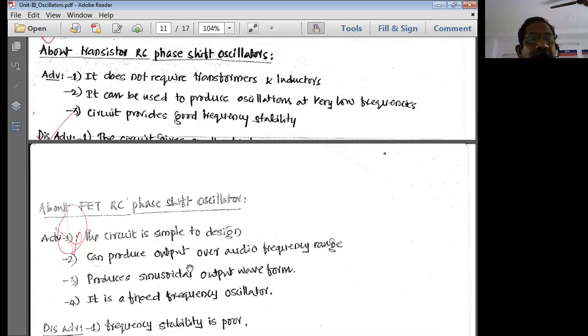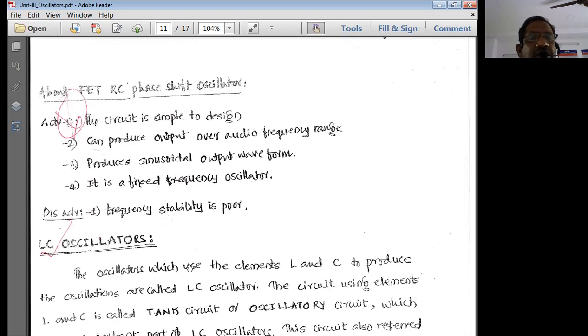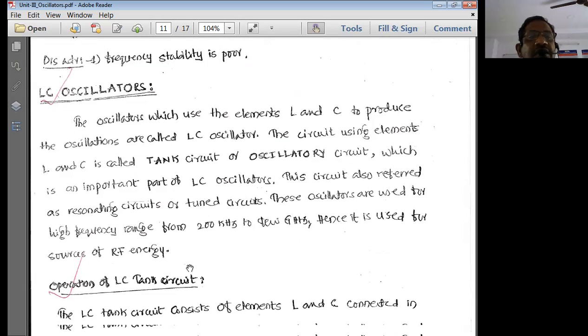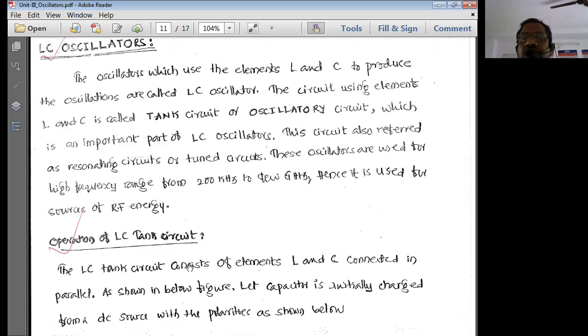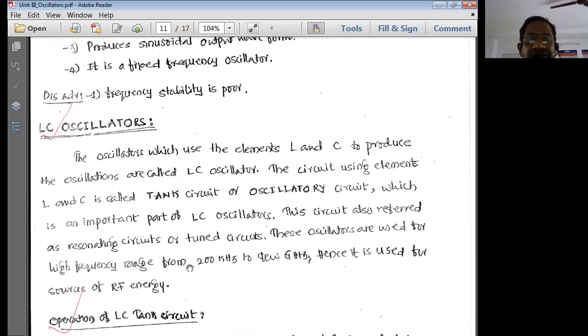Let us discuss advantages and disadvantages later on, after we discuss the LC oscillators. So first of all, we try to cope with LC oscillators. Why? Because once you know how to derive the frequency of oscillations and the gain expression, we can derive similar expressions for all other types of LC oscillators, known as Hartley oscillators and Colpitts oscillators.